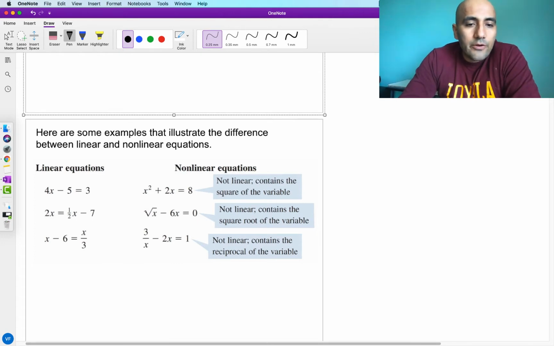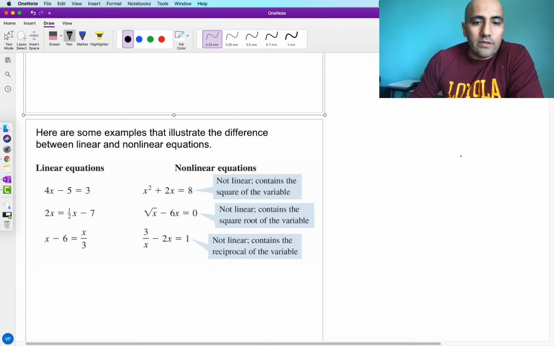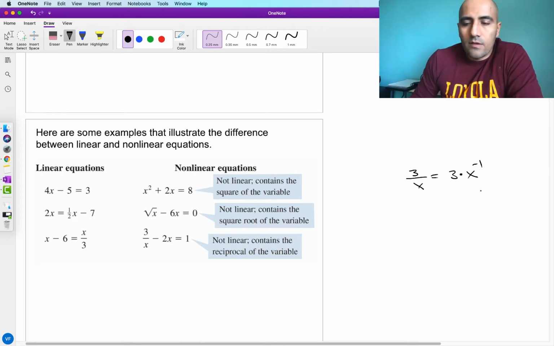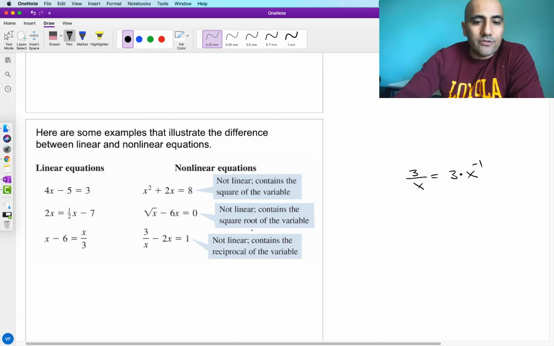This one is not a linear equation because of the root, right? Square root of x. This one's not a linear equation because of the variable in the denominator, right? As we saw earlier, this is equivalent to raising x to the power of -1, and that's not linear. We need the power to be 1. So these are all non-linear equations.